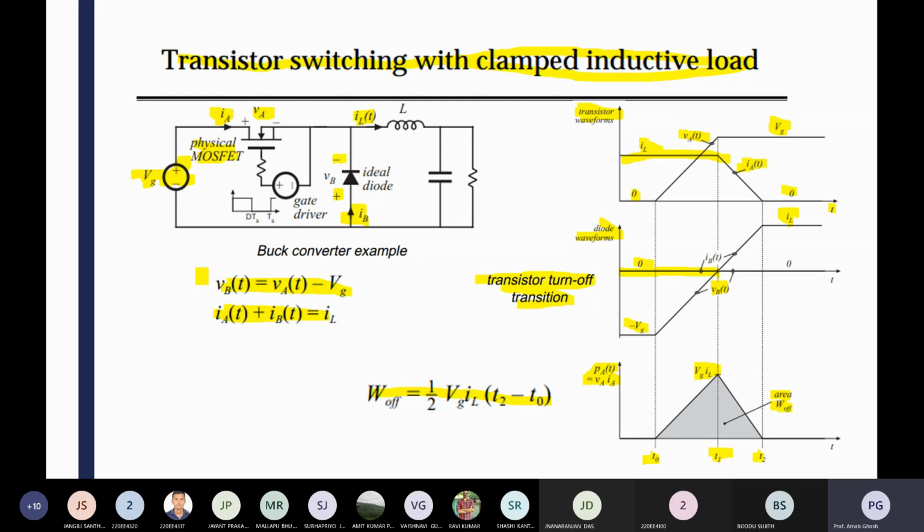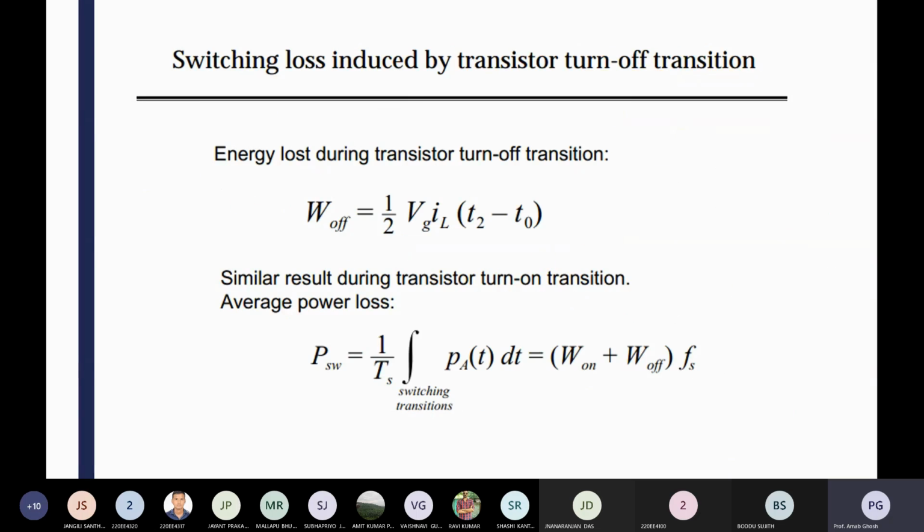I think all of you will get these calculations and get the waveform here for your transistor. For the buck converter, this is your pulse. DTs means on time, then up to Ts is the total switching time period. It is the on period, it is the off period. Then the switching energy loss during the transistor turn off transition, how much is there? W off is equal to half VG IL within brackets T2 minus T0.